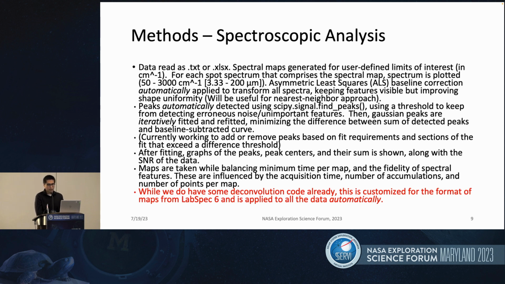The maps are taken to try and strike a balance between the efficiency per map and the spectral feature fidelity. And the balance is influenced by acquisition time, number of accumulations, data points per map, and other features like the laser wavelength, which affects the Raman intensity that's seen.